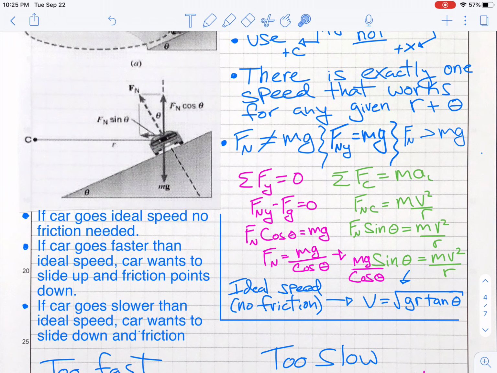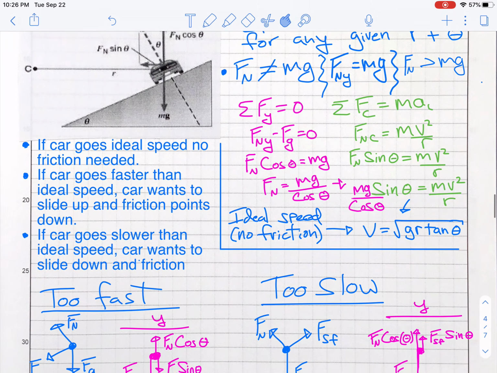So like I said, anytime you got a banked turn problem, figure out the ideal speed first, and then if your car is going faster than that or slower than that, you can figure out the direction of friction. Sometimes though, they'll tell you a speed and you'll need to figure out the ideal speed and then see if you're going faster. Or maybe they'll tell you a speed and a radius and they'll ask you to find an angle that works for it. There's lots of different ways to phrase the questions, but these relationships will always hold.